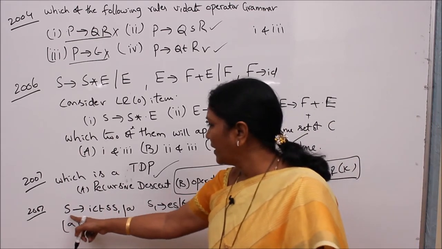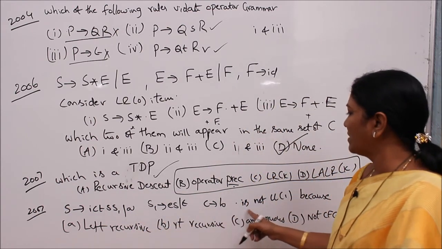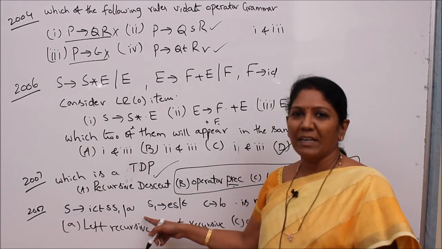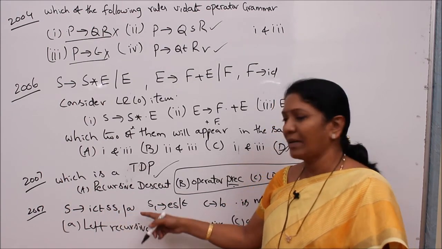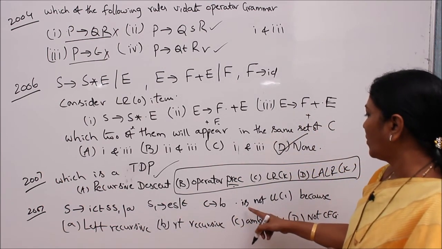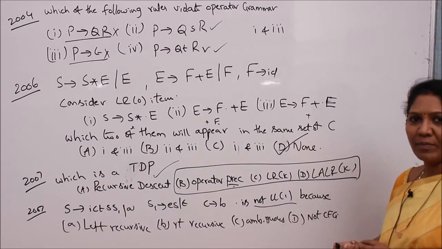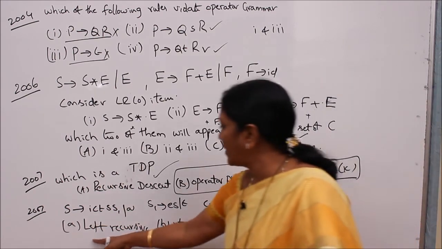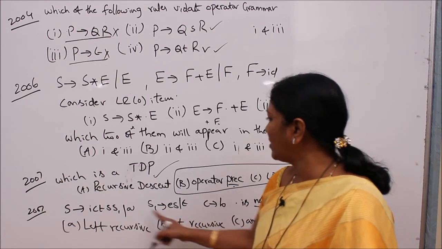And look at this, S to iCtSS1 or a, S1 to eS. What is this grammar? It's nothing but the conditional grammar. If expression, then statement, else statement. So if you look at this grammar, the question is, it is not LL1 because it is left recursive. Is this grammar left recursive? Do you find any matching here?